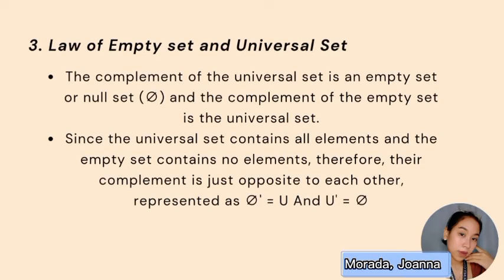Law of empty set and universal set. The complement of the universal set is an empty set or null set, and the complement of the empty set is the universal set. Since the universal set contains all elements and the empty set contains no elements, their complements are opposite to each other, represented as the complement of the null set equals U and the complement of the universal set equals the null set.